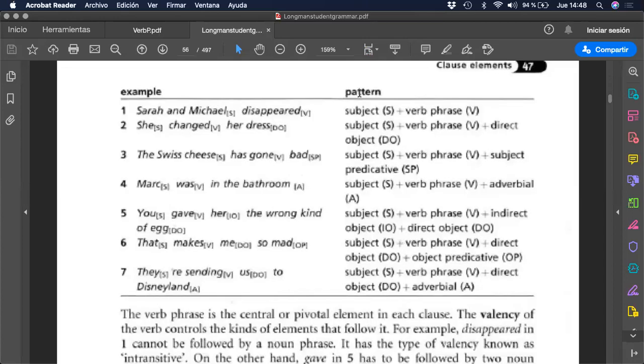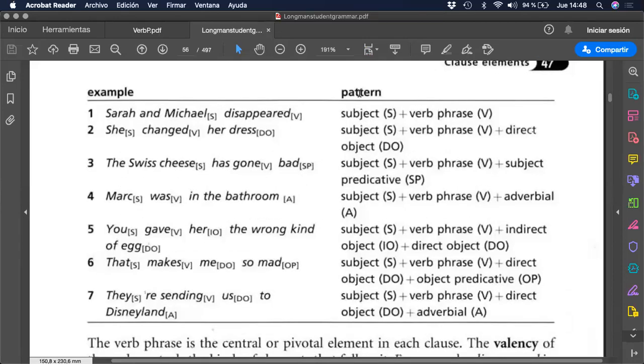Okay, this is what I meant when I say valency patterns. And as you can see, every single English clause is built around one of these patterns, okay? It is absolutely impossible to create an English clause without these patterns. Yeah, and then one of you might say, okay, teacher, but I've seen some other stuff in some other places. And I will say, yes, of course, you've seen that.